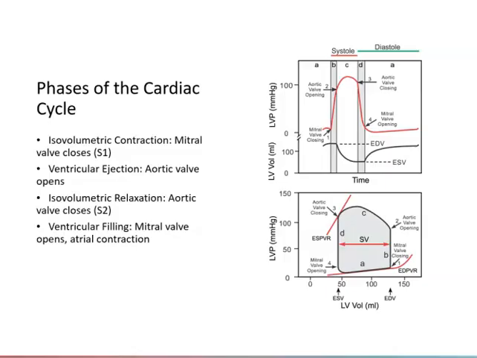And then we have stroke volume, which is the difference between your end diastolic volume and end systolic volume, which normally is about 70 milliliters of blood.